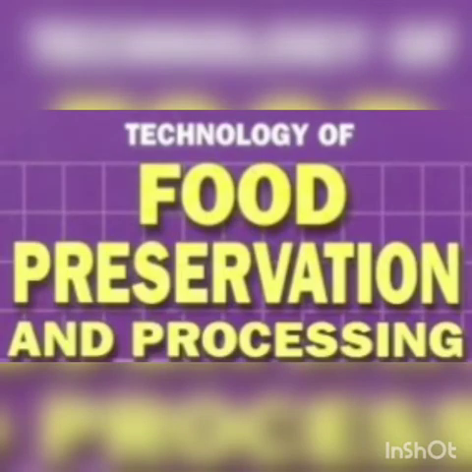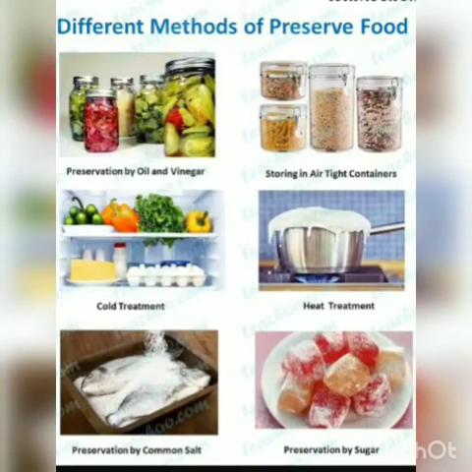Food storage. Surely we should store the food in a proper method. There are 2 main types of food storage. The first one is dry storage and another one is cold storage. Different methods are used to preserve the food. Some of the foods are preserved with the help of oil and vinegar. Some of the foods are stored in the dry container. Some of the foods are stored in the refrigerator. Some of the foods are given the heat treatment. Some of the foods are stored with the help of addition of salt. Some of the food items, by adding sugar, we are preserving the food items.